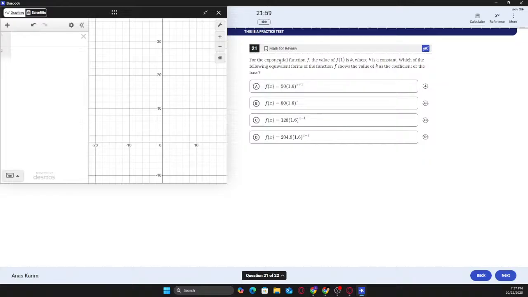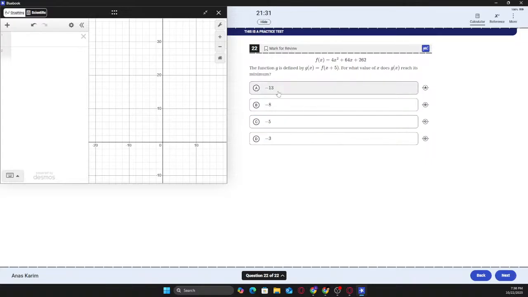For the exponential function f, f of 1 is k. Which of the following forms shows its coefficient? So we know that k. Okay, so f of 1 is just going to be k. So anything to the power of zero is just 1. So if it's x minus 1, in the case it's just k, 128, it would just be 128. It will produce 128.